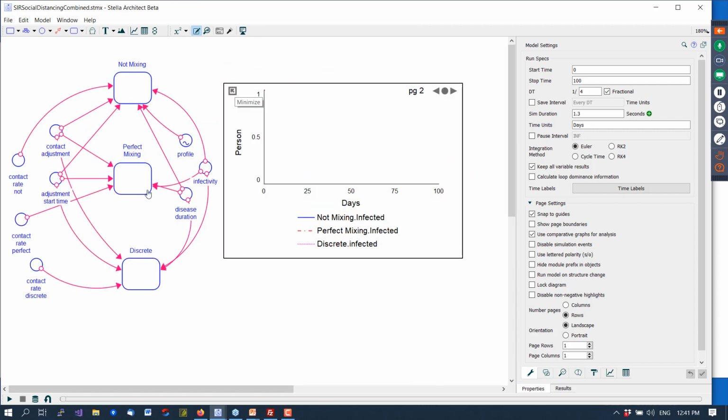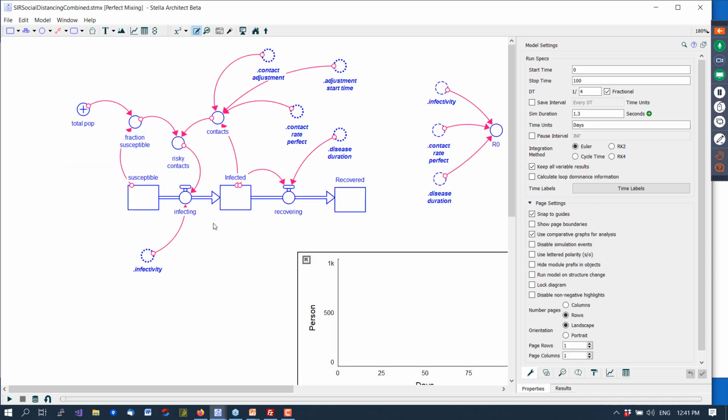We're getting these parameters in from outside so it's easier to look at them. And then I said, well, what happens if you've got not perfect mixing? Perfect mixing is interesting. What it means is that if a person becomes infected, the distribution of times that a person is infected is a negative exponential. And what that means is that once infected, the most likely thing that will happen to you is that in the next DT, which is a quarter of a day in this model, you will no longer be infected. You will be in recovering, and then you'll be recovered.